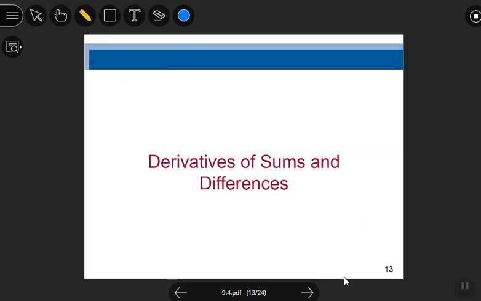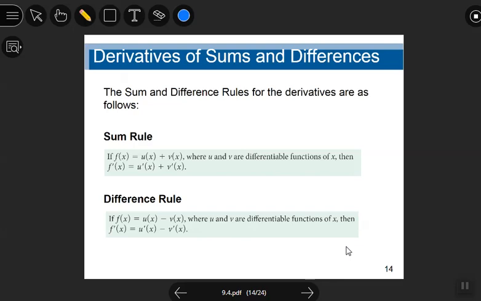Then I am going to discuss derivatives of sums and differences, especially if you are given a combination of functions, or how we can find the derivative. This is what we call the sum rule. If f of x is equal to u of x plus v of x, then we can write the derivative of f of x is equal to the derivative of u of x plus the derivative of v of x. The idea is, if you are given two functions as a combination, then find the derivative separately and get the summation.